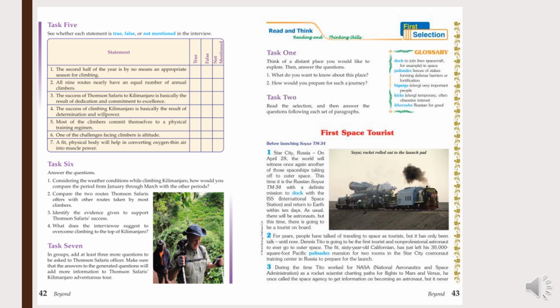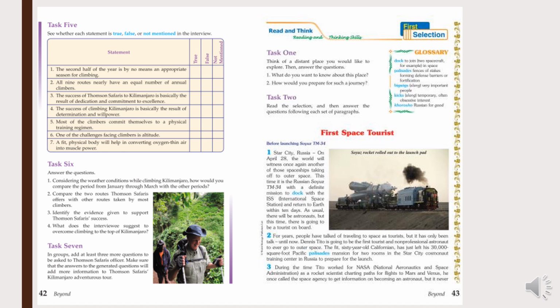Paragraph 1. Star City, Russia, on April 28. The world will witness once again another of those spaceships taking off to outer space. This time it is the Russian Soyuz TM-34 with a definite mission to dock with the ISS, International Space Station, and return to Earth within 10 days. As usual, there will be astronauts, but this time there is going to be a tourist on board. So usually astronauts go to space. This time a normal person is going to space as a tourist.